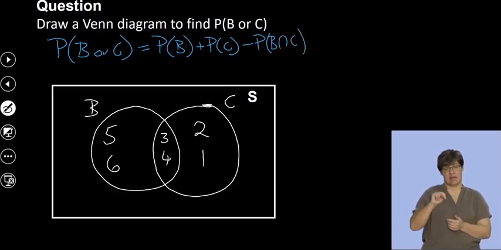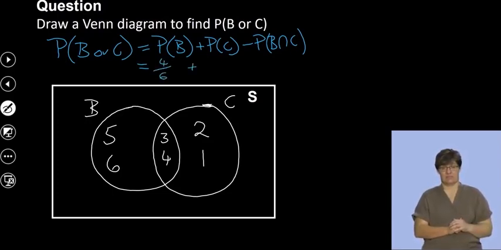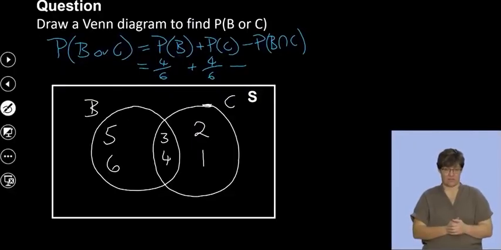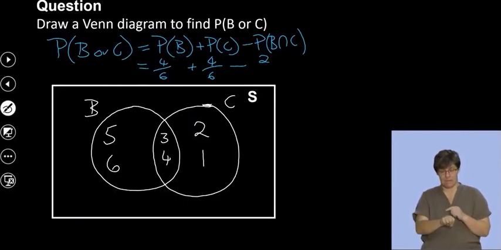So if we have to do this calculation, we'd recognize the probability of B is going to be, there are 4 out of 6. And the probability of C is also 4 out of 6. Now notice, because we've done that, we've counted the 3 and the 4 twice. So we've got to subtract those in the intersection. And that's what I'm going to do here.